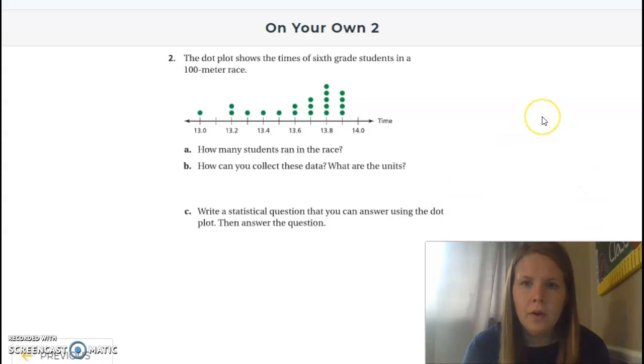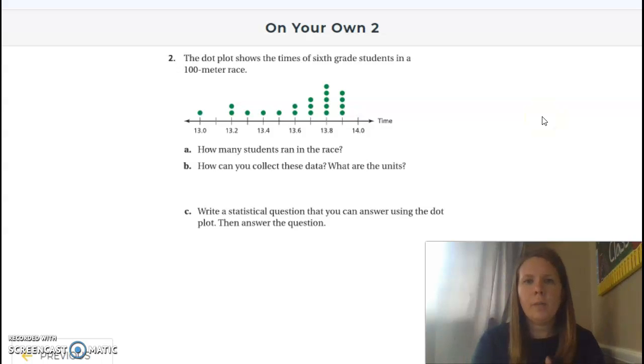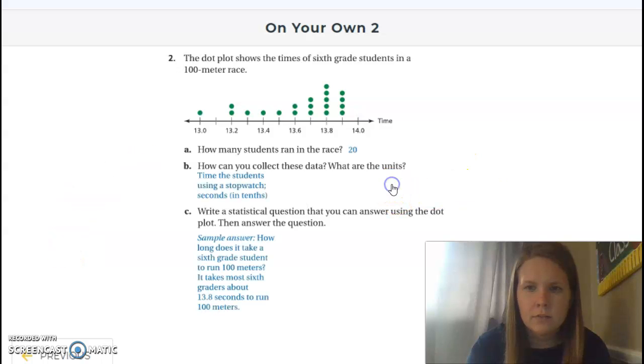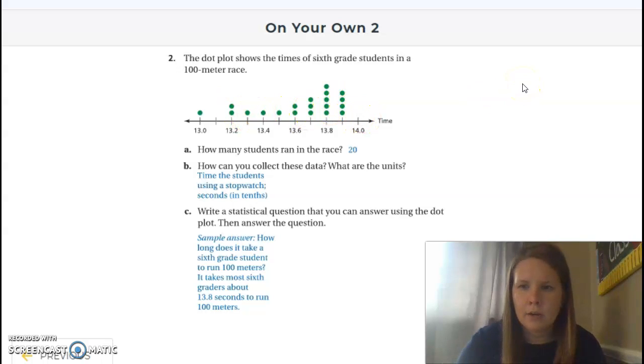All right, welcome back. So going through here, you want to know how many students ran the race. So you're counting up the amount of dots. So when you count up all the dots, you're going to get 20 dots. So that means that you had measured 20 different students.